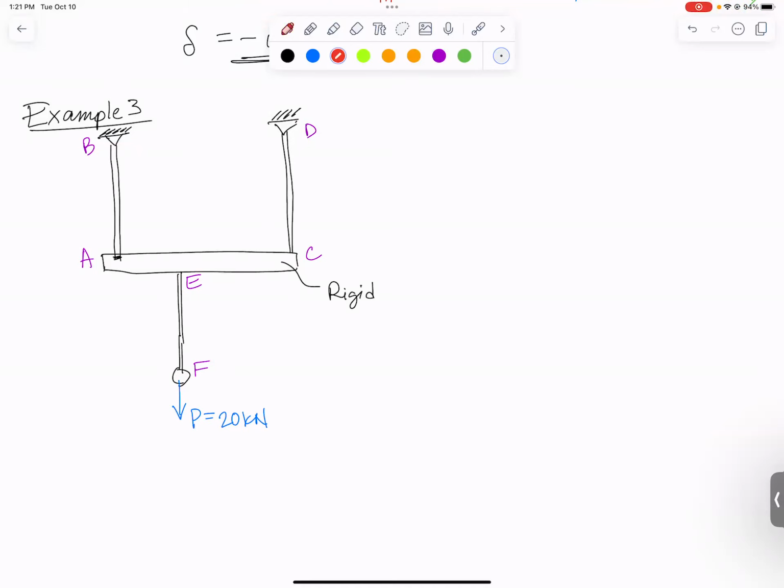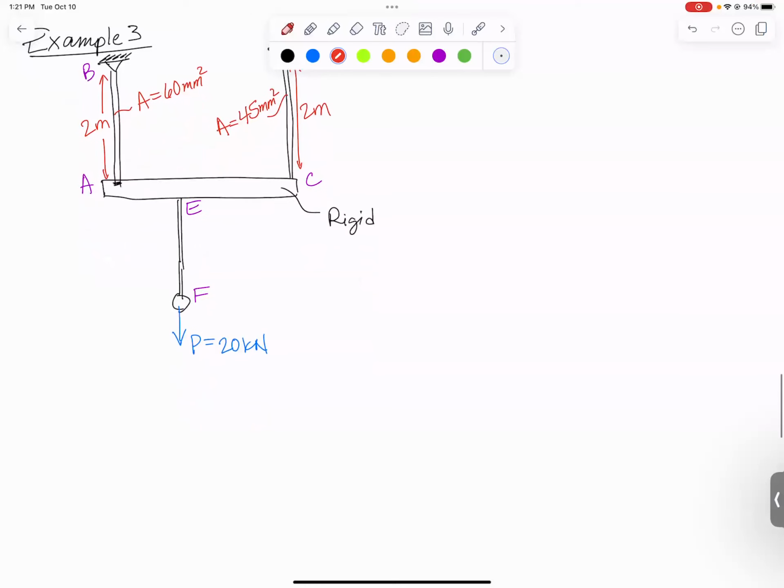Let's get some dimensions. The wire on the left is 2 meters long and has a cross-sectional area of 60 square millimeters. The wire on the right is also 2 meters long, and it has a cross-sectional area of 45 square millimeters.